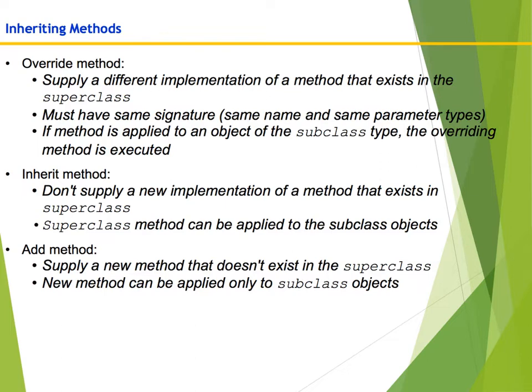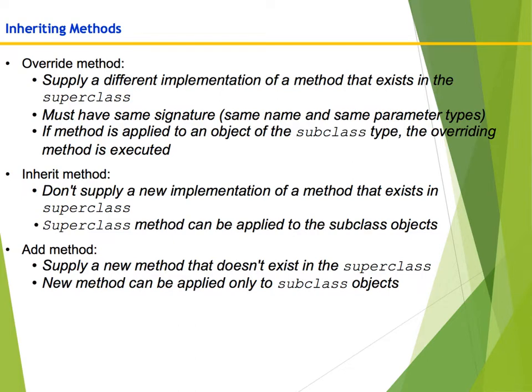But if the method is applied to an object of the superclass type, obviously we are not going to execute the overriding method. We will use the original implementation of the method.